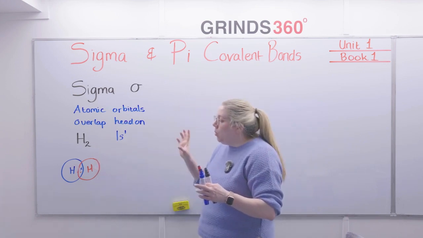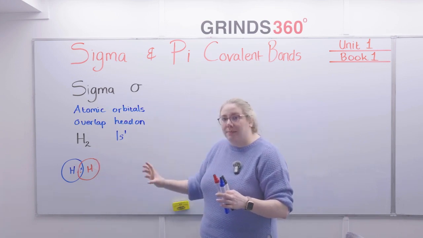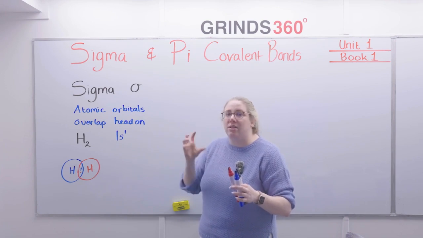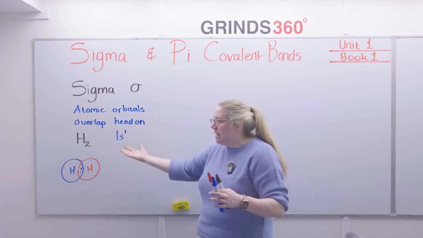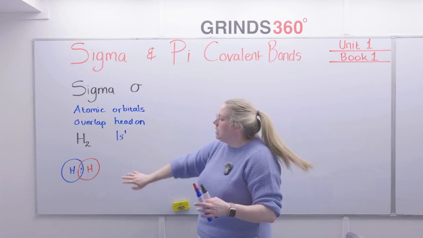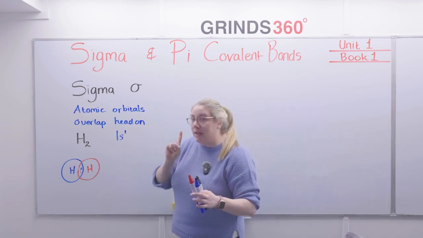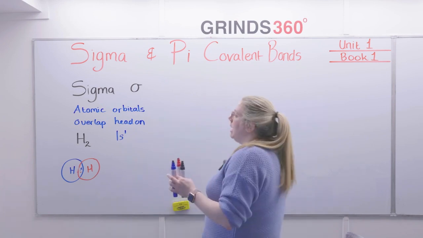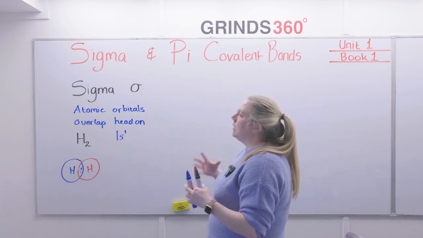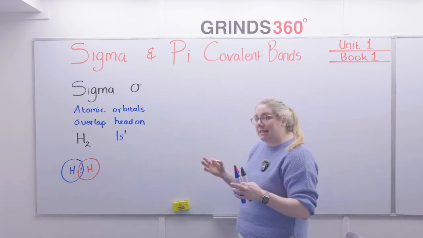So no matter what way an s orbital overlaps, it will always overlap head on. It can't overlap sideways because it's the head in all directions. So s orbitals will always, always, always overlap head on only. Now, if I was showing the head on overlap of p orbitals instead.